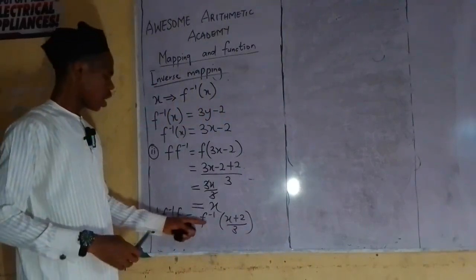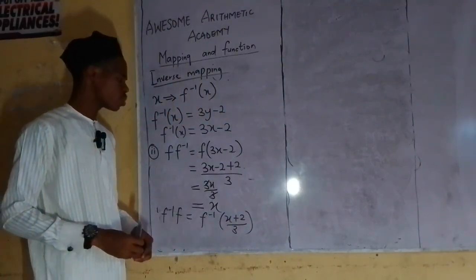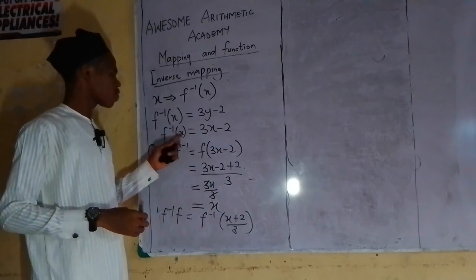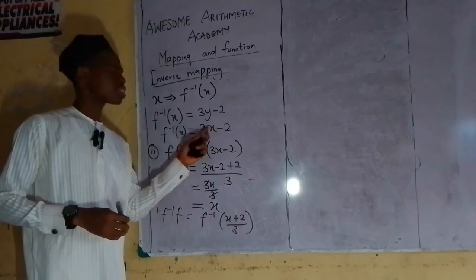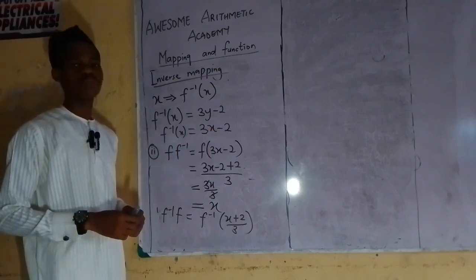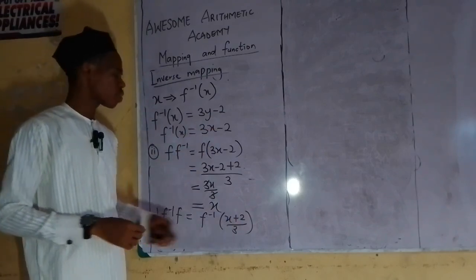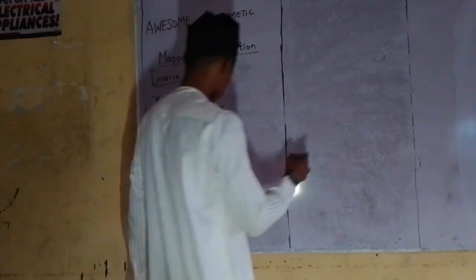So now, f inverse of x plus 2 over 3, what does this mean? Under f inverse of x, we have 3x minus 2. This means that anywhere we are seeing x now, we are going to be putting what? X plus 2 over 3. So now, let's see what we are going to have now.